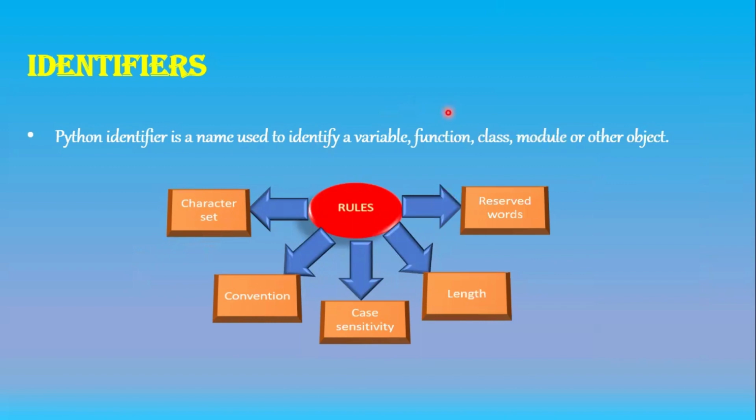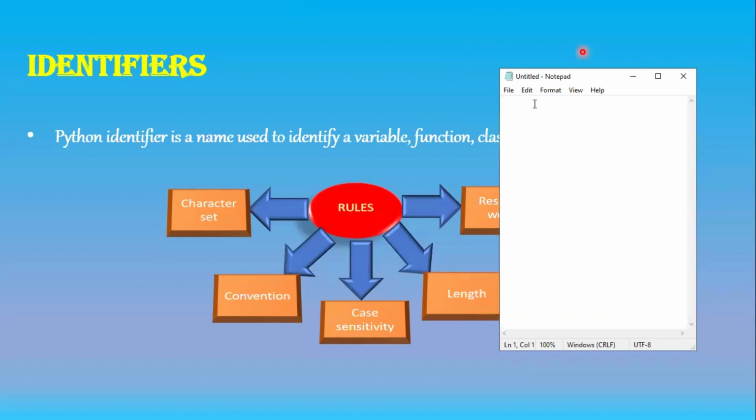So we will look into some examples of valid identifiers. A few examples of valid identifiers are my_variable. This is a valid identifier. MyClass: as we discussed in the convention, for class names the convention that must be used is camel case, so this is a valid identifier following camel case convention. And the next one is some_function. So these are a few valid identifiers.